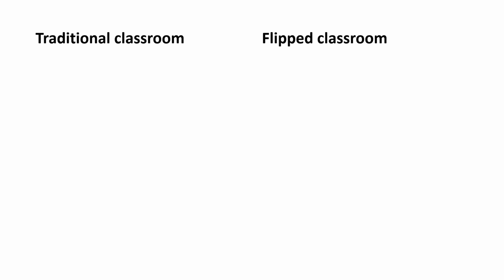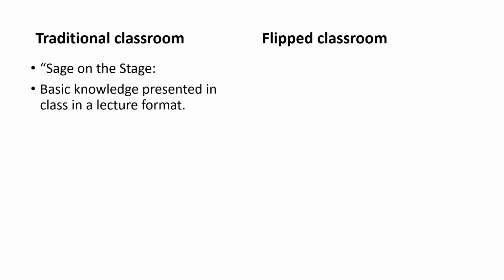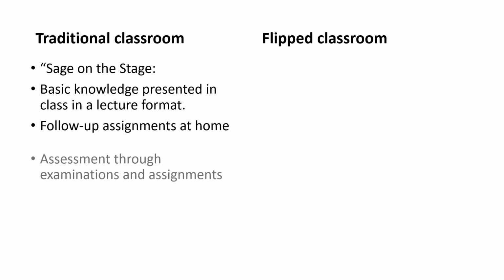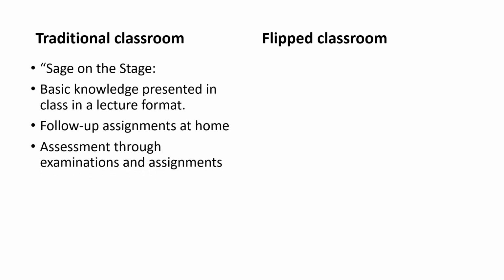Let's do a deeper dive into the comparison between a traditional classroom and a flipped classroom. In a traditional classroom, we call it sage on the stage because basic knowledge is presented in class in a lecture format. This is followed by assignments that students do at home. And in general, assessments are through examination and those assignments done at home. And this is instructor-centered.